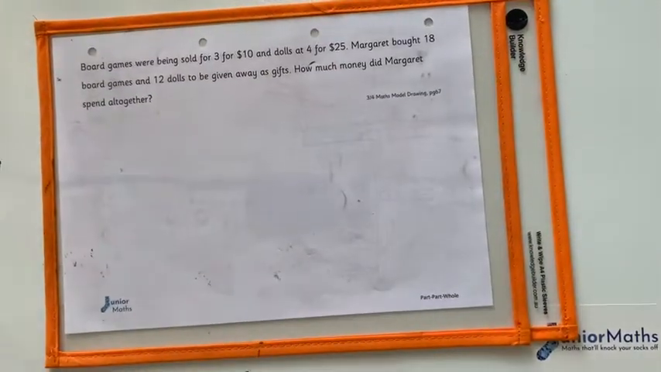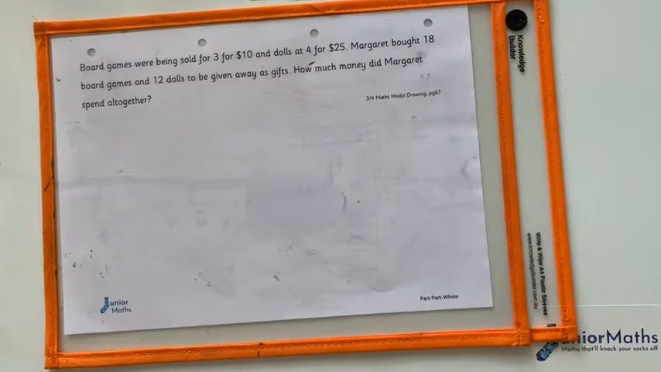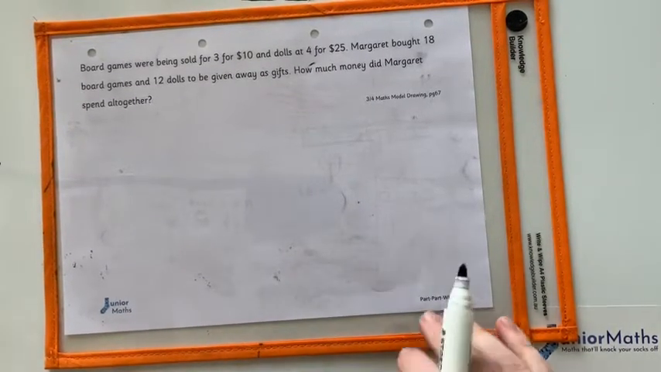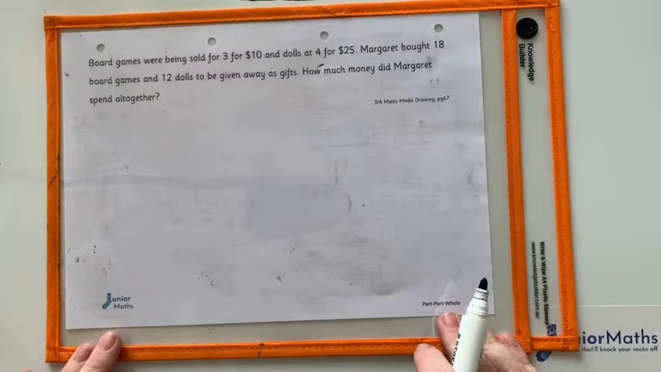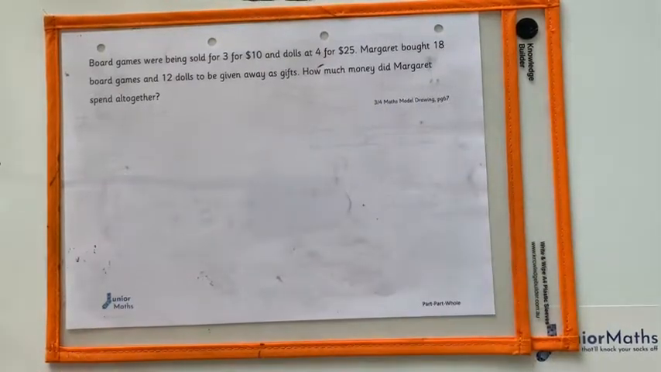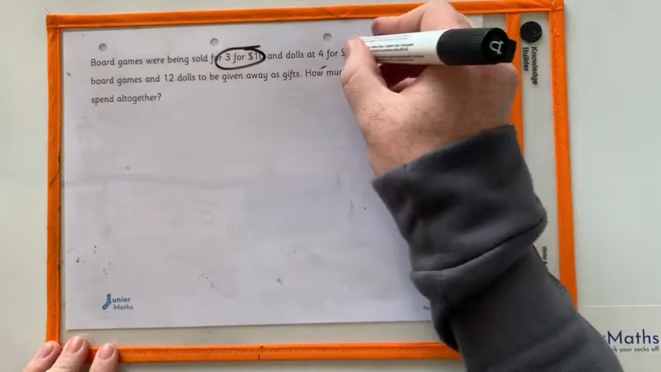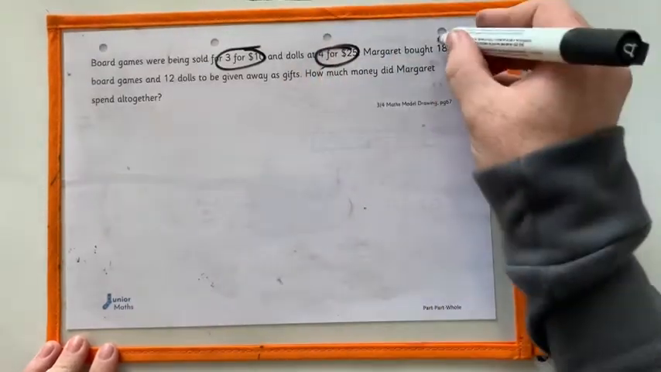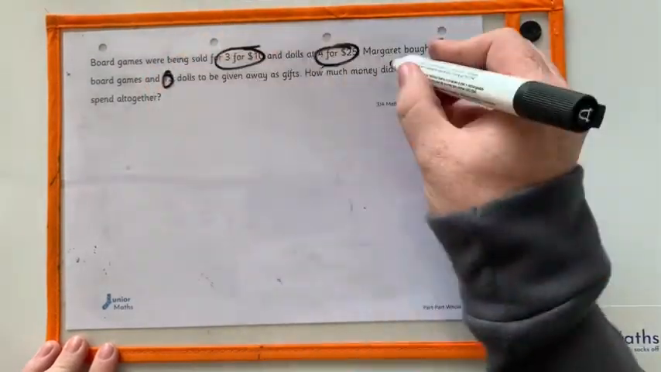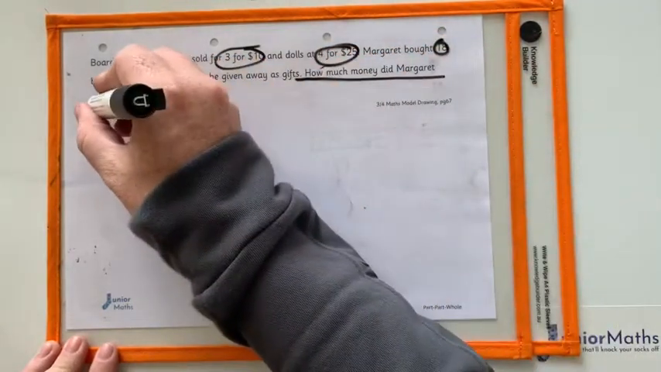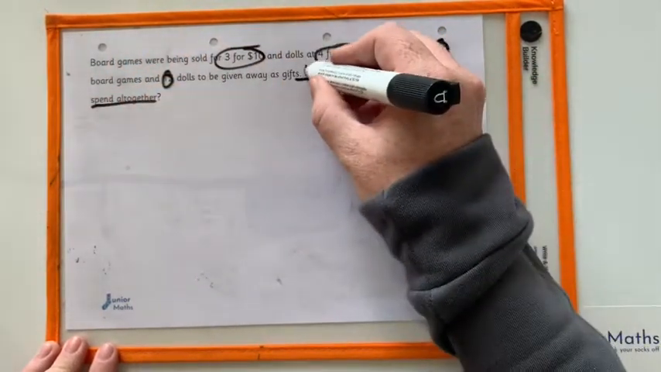Okay, let's have a look. Board games being sold 3 for $10 and 4 for $25. Margaret bought 18 board games and 12 dolls to be given away as gifts. How much money did Margaret spend altogether? So let's start. 3 for 10, 4 for 25, 18, 12 dolls. Underline the question. Box.